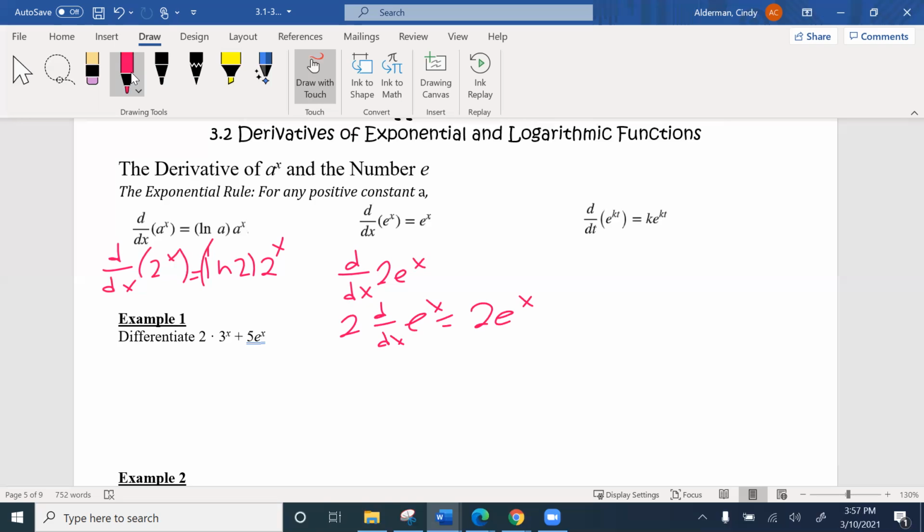All right, and here's e to the kt. So for example, if I had something like d over dx equals, let's see.